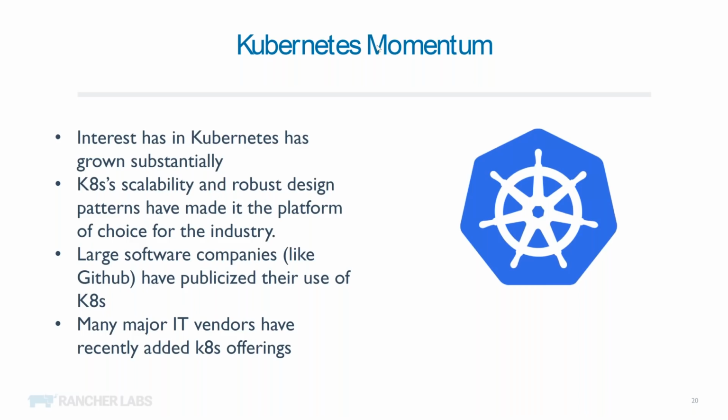But let's talk a little bit about why Kubernetes. For those who have been following Rancher for a while, we switched over from support for multiple container orchestrations to just Kubernetes. We moved from the 1.6 platform to the 2.0 platform. The reason behind this has a lot to do with Kubernetes momentum. The interest in Kubernetes has grown sustainably. It is an immensely scalable and robust platform that is releasing often. Large software companies like GitHub, like a lot of our clients, have publicized their use of Kubernetes, and major IT vendors have recently added to their offerings generally available Kubernetes as a service. For example, Azure AKS, Google GKE, and of course Amazon EKS.